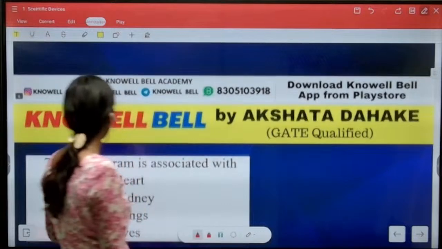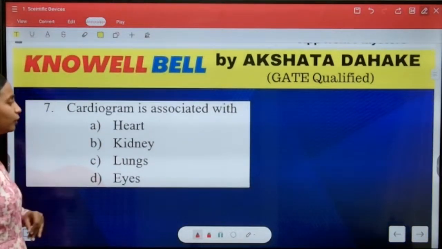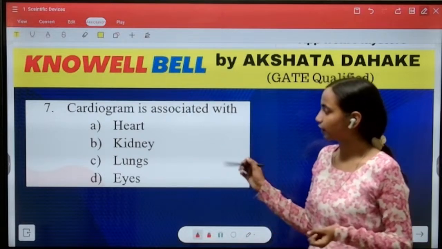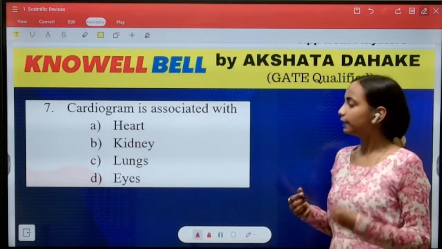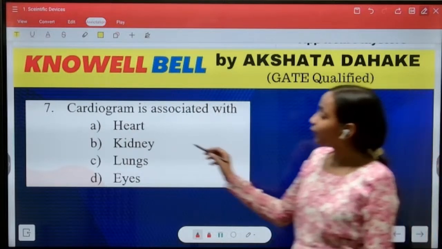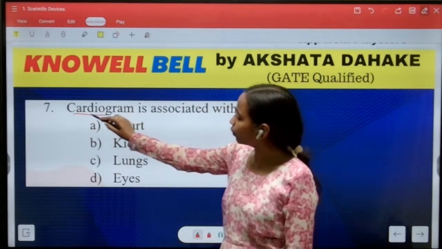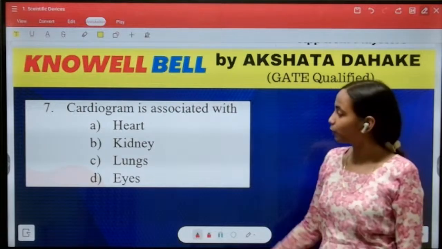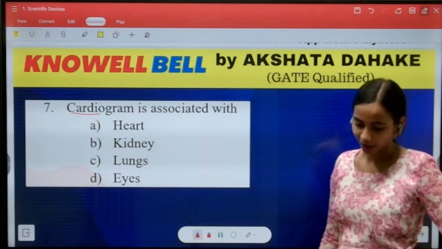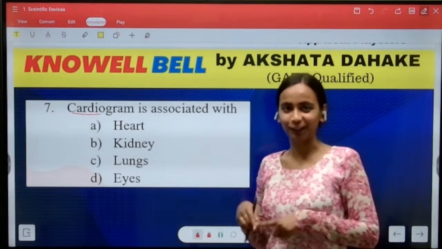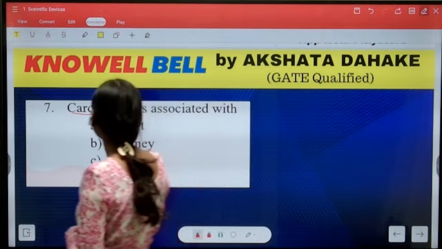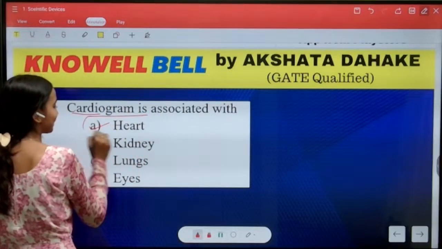Good. The next question after this is question number 7. Cardiogram is associated with heart, kidney, lungs or eyes. Cardiogram किससे associated है? Cardiogram contains the word cardio. Which word is present? The word cardio is present. So what will be the right answer? Heart. Very good. You even made the emoji for the heart, no, Raman? Correct. The right answer will be heart.